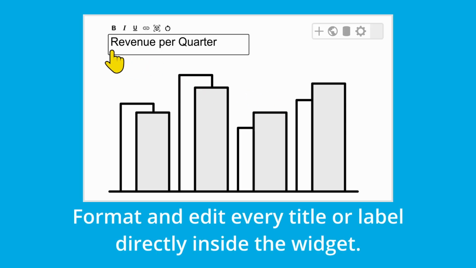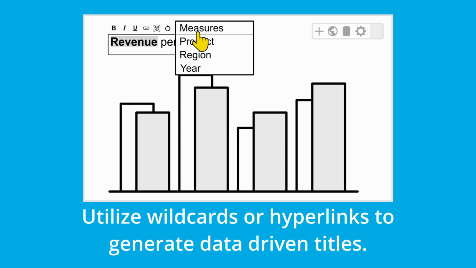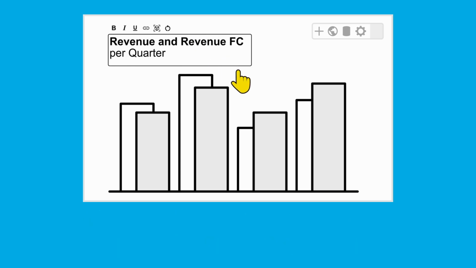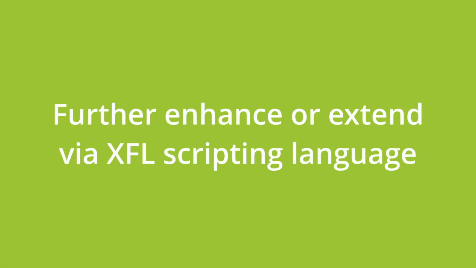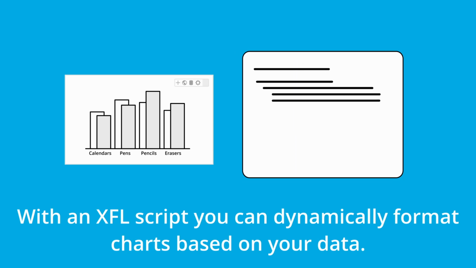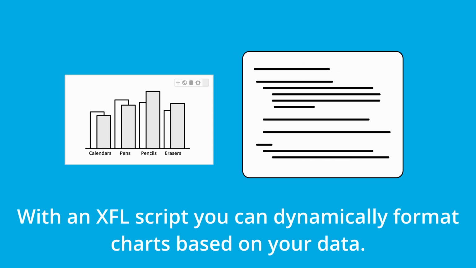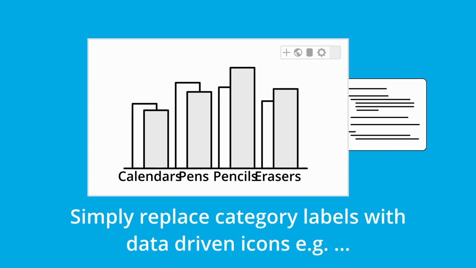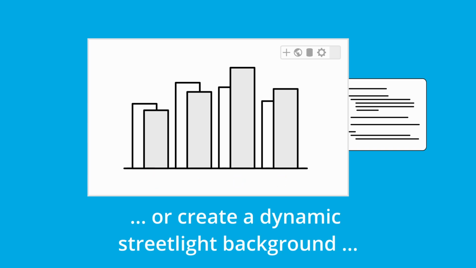Every label in the graphomate chartrix will be editable and is context-aware. Use wildcards to dynamically generate titles from your data dimensions. Use scripting to dynamically format your chartrix based on certain criteria or even add functionalities. And this is only the beginning.